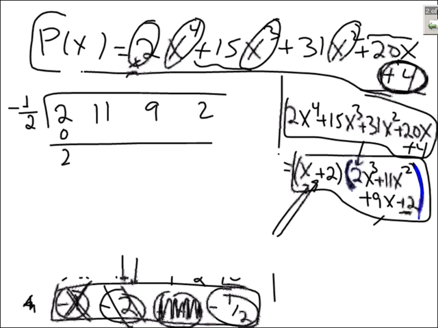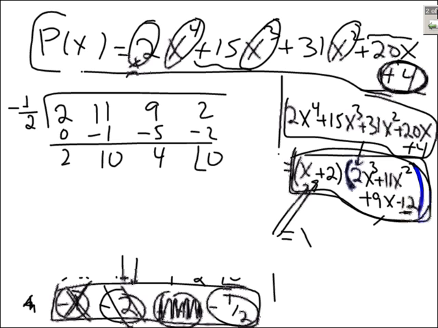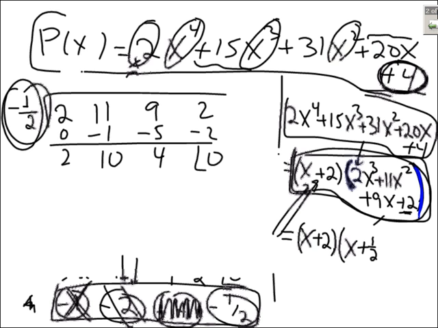-1/2 times 2 is -1. That becomes 10. -1/2 times 10 is -5. That becomes 4. -1/2 times 4 is -2. That's 0. So we learned something. We learned that this mess is the same as x plus 2 times x minus -1/2, x minus this number here, because that's a 0. And x minus it, namely x plus 1/2, must be a factor.